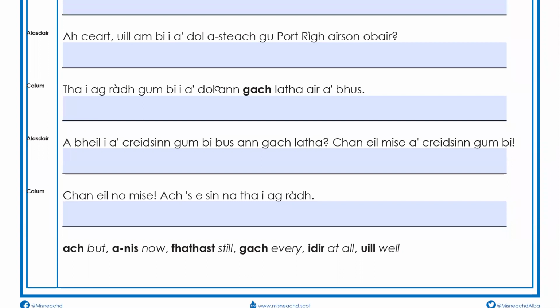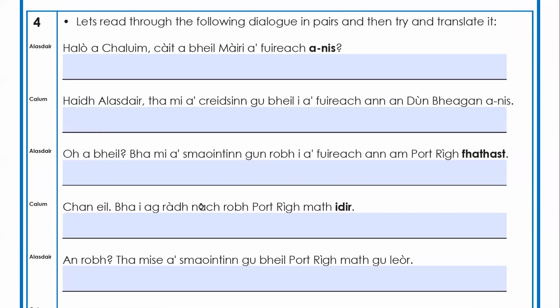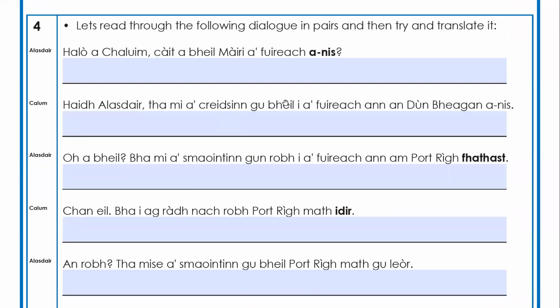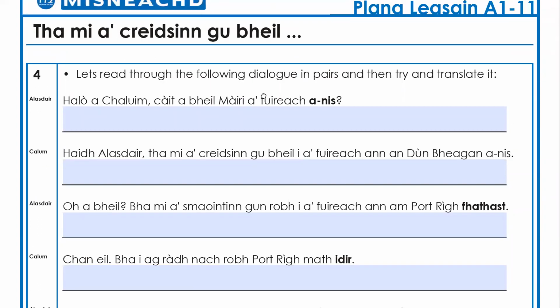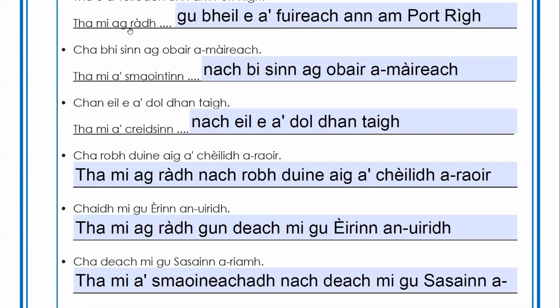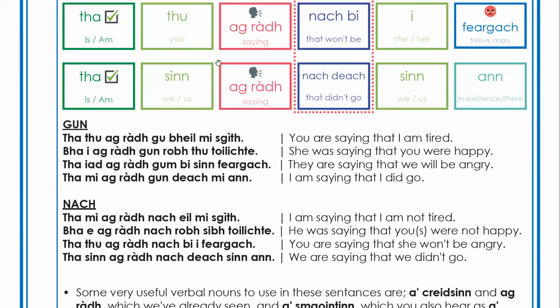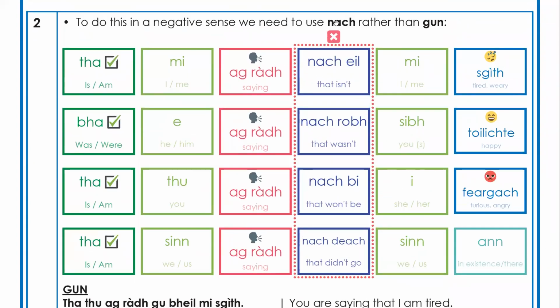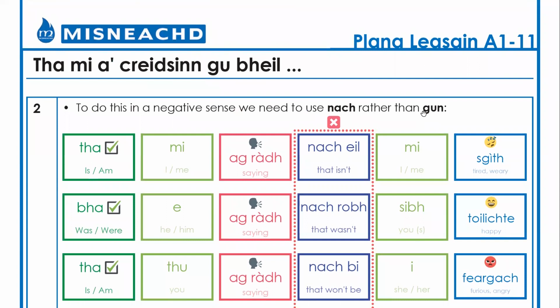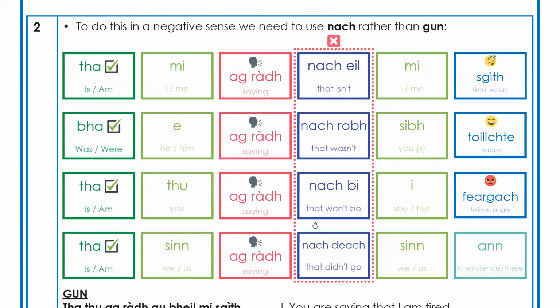So hopefully that dialogue makes sense. We're seeing a lot of linking words there, so lots of dependent clauses. This feature is extremely useful. And basically in this lesson, all we've done is introduce the words gun and nach, the particles that allow us to link sentences like this.